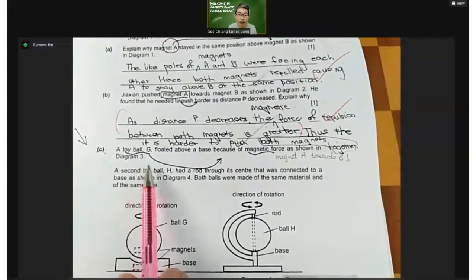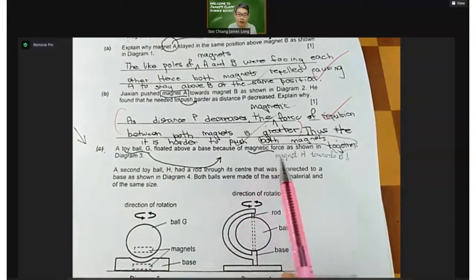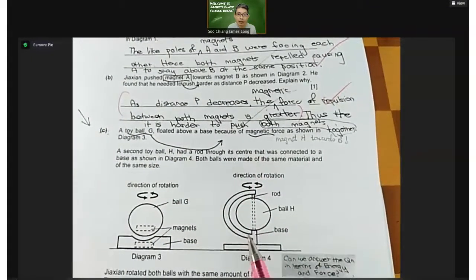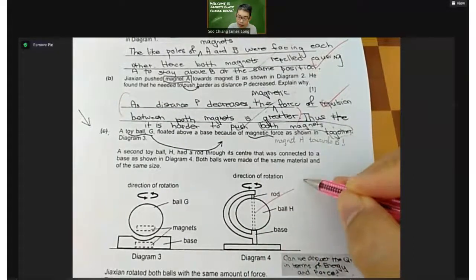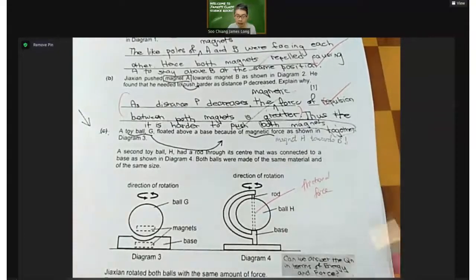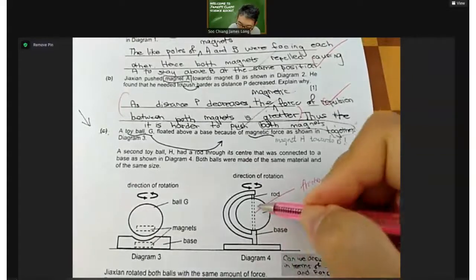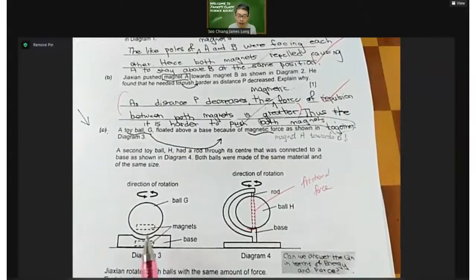A toy ball G floated above a base because of magnetic force, as shown here. A second toy here has a rod through the center. Now, once you have a rod, there are surfaces in contact, so there will be frictional force at play. Here, the only frictional force is between the ball and the air. Here, there's frictional force between the ball and the rod, and the ball and the base. So there is more frictional force here compared to this. It's just with the air.